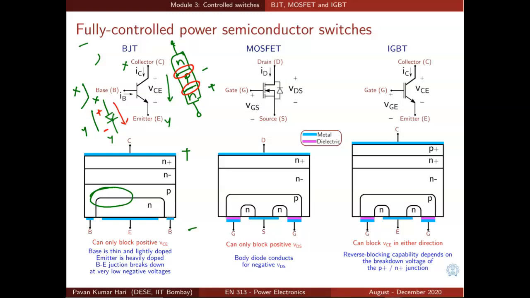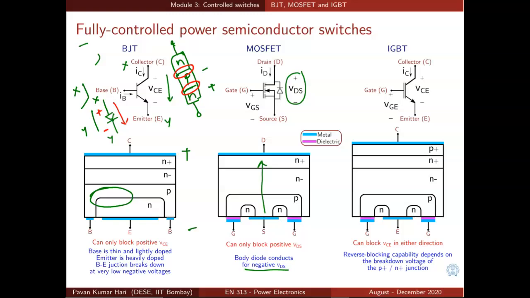How about the voltage blocking capability of MOSFET? It is obvious, because of the body diode, MOSFET can only block positive voltage across drain and source, because the diode is connected in the other way. When VDS is negative, the body diode will easily conduct. So the device can only block in one direction, but it can conduct in either direction, as we have discussed.